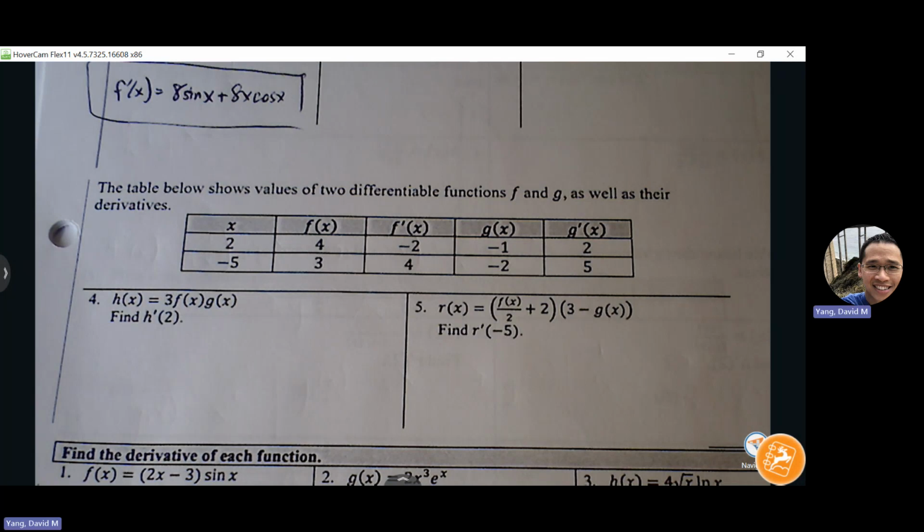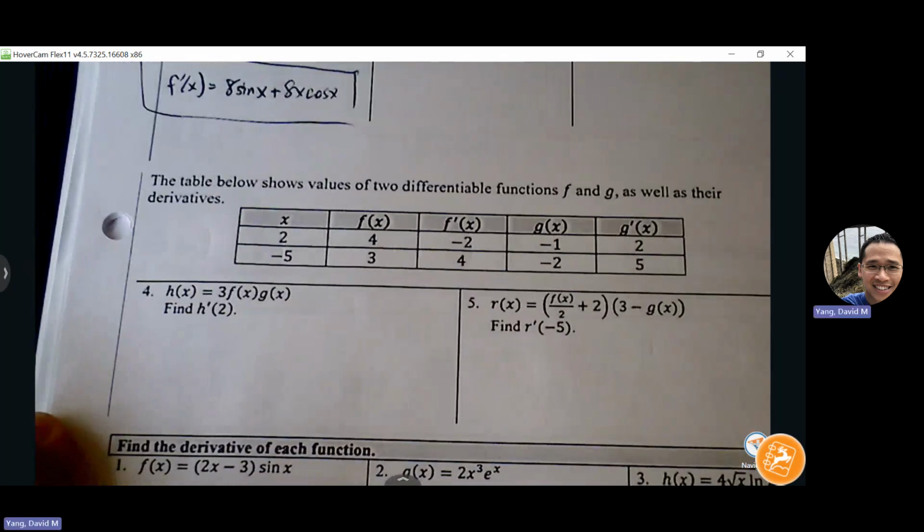Okay, are we good with 3? Then move on. All right, so here's number 4.